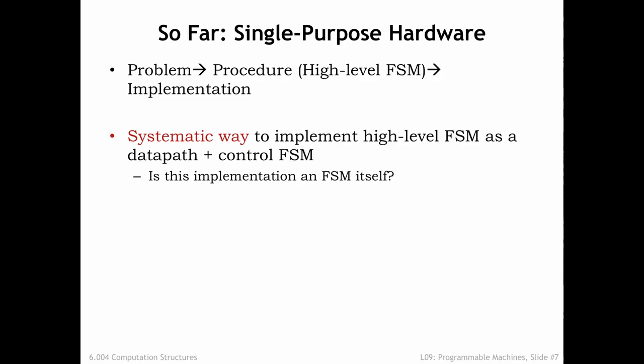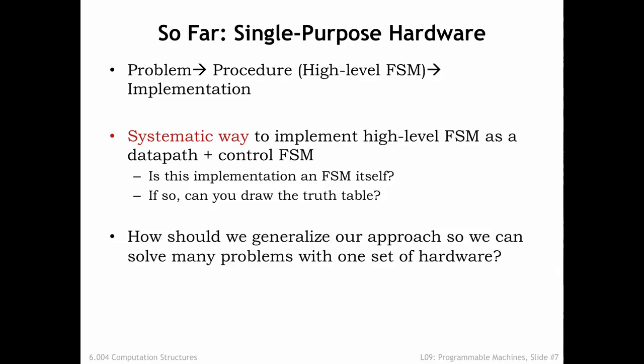Is the data path plus control logic itself an FSM? Well, it has registers and some combinational logic, so yes, it is an FSM. Can we draw the truth table? In theory, yes. In practice, there are 66 bits of registers and hence 66 bits of state, so our truth table would need 2 to the 66th rows. Not very likely that we'd be able to draw the truth table. The difficulty comes from thinking of the registers in the data path as part of the state of our super FSM. That's why we think about the data path as being separate from the control FSM.